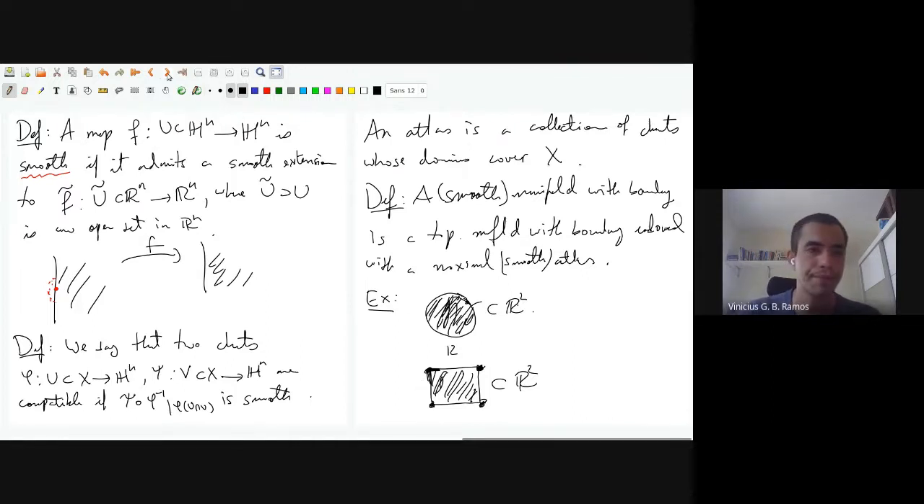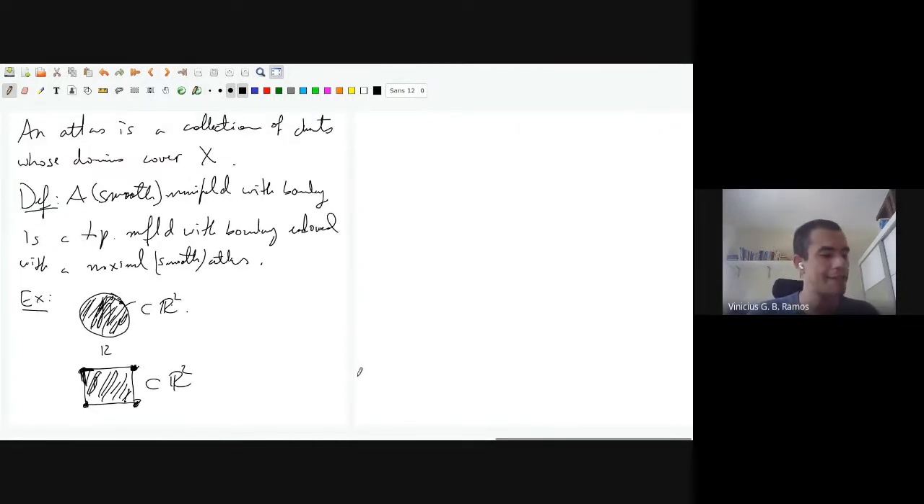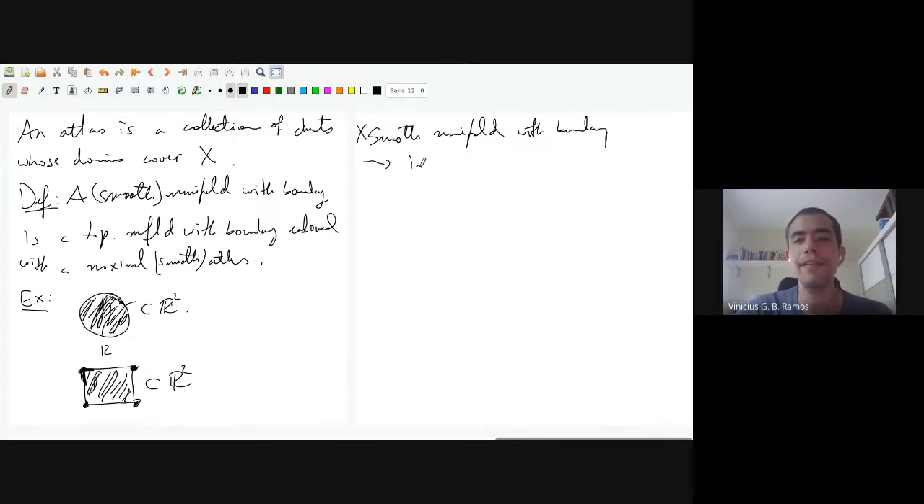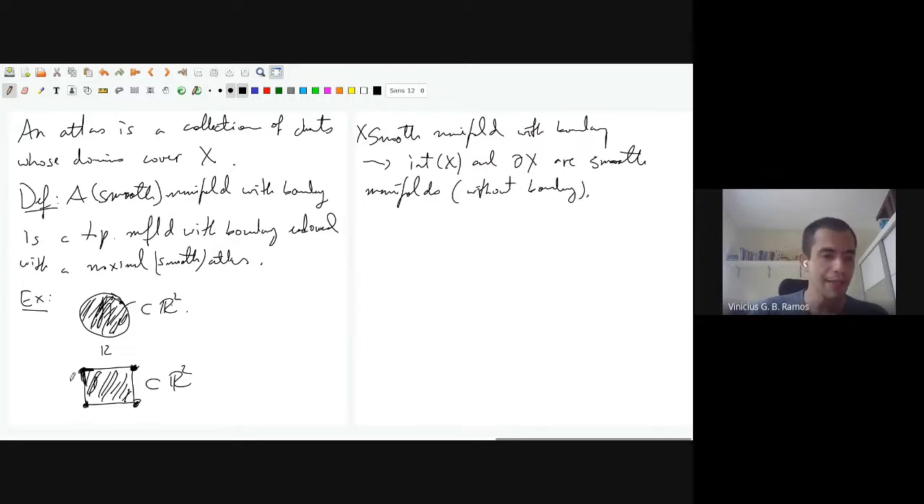Okay? So in other words, one way to see this is that if you have a smooth manifold with boundary, that induces a smooth structure on the boundary. So if X is a smooth manifold with boundary, then the interior of X and the boundary of X are also smooth manifolds. So they have an induced smooth structure without boundary. And here, that's not the case.